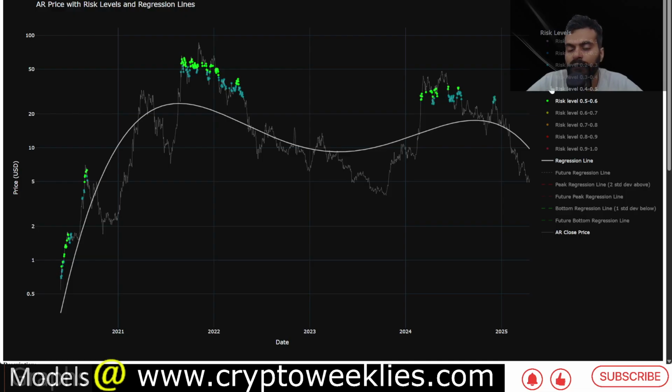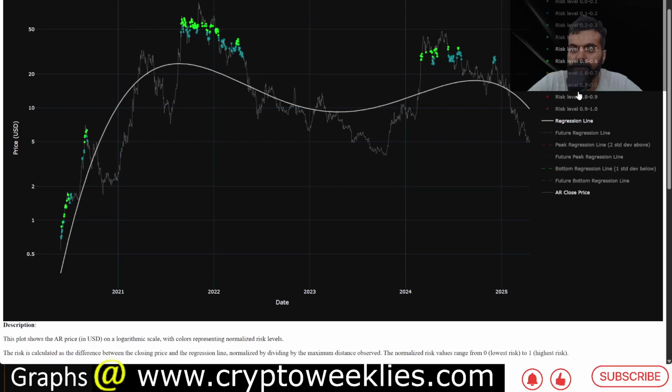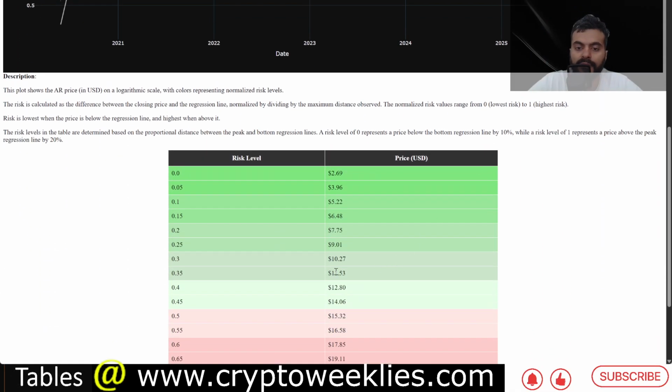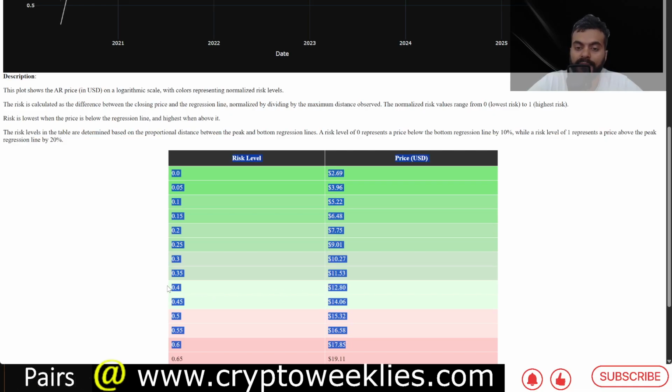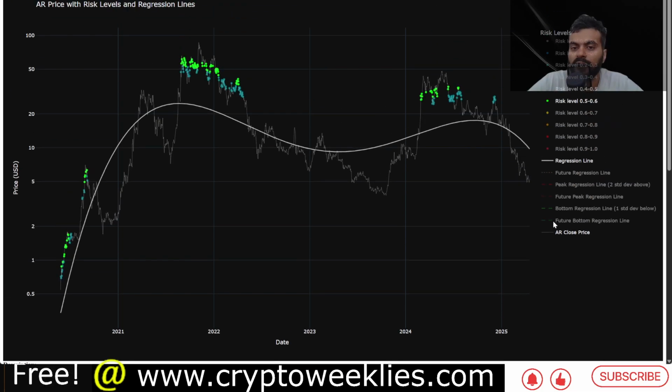Again, if the prices were to go between that 40% and 60% risk, the price at that level could correspond to between $12.80 in terms of the Arweave token price and about $17.84. That $17.85 target is close to that regression based 1 standard deviation peak for Arweave.